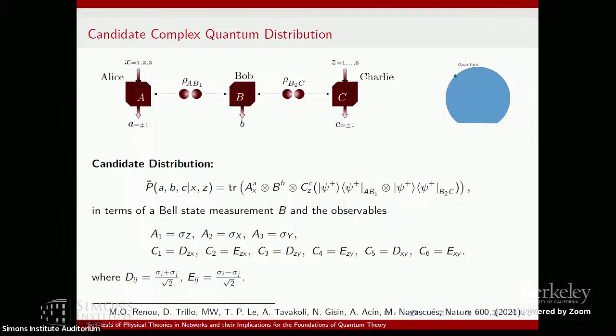And this is the candidate distribution. Again, a similar intuition to before: Bob, the party in the middle, will essentially swap maximally entangled states to Alice and Charlie. And then Alice does a measurement that is all three Paulis. So this seems genuinely complex, and a similar thing for Charlie. And this is now a candidate where you can think, maybe this is difficult or not possible to recover in real quantum theory.